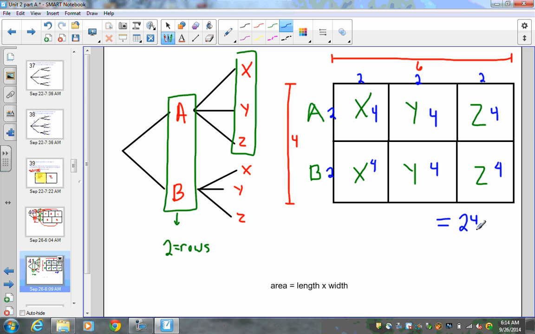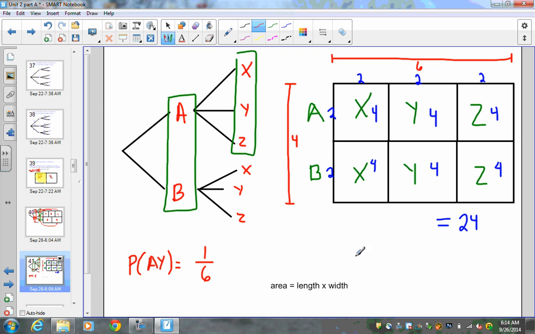Now let's talk about probability. Let me clean up the tree a little bit, just by getting rid of some of this stuff. If I was to ask you, based upon the tree, what is the probability of AY? Well, you know you have 6 total options. So the probability of A and Y would be 1 over 6. Hopefully you can figure that out without me explaining too much.